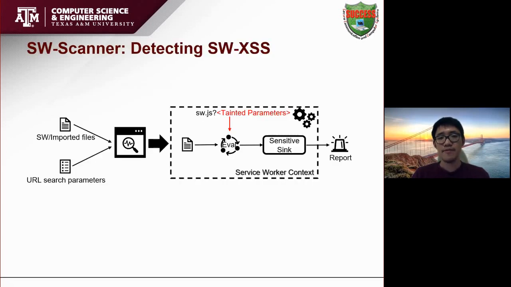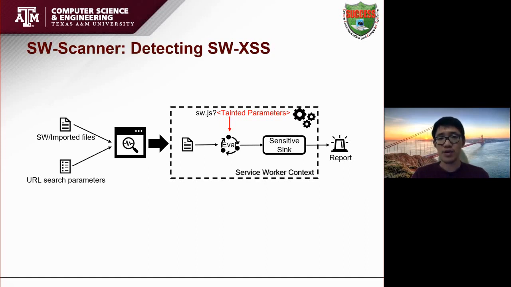Then, we developed a taint tracking tool called SW Scanner to track the parameter usage inside a service worker. SW Scanner is developed as a website that accepts two parameters: the URL search parameter used in the register function and the target service worker file.